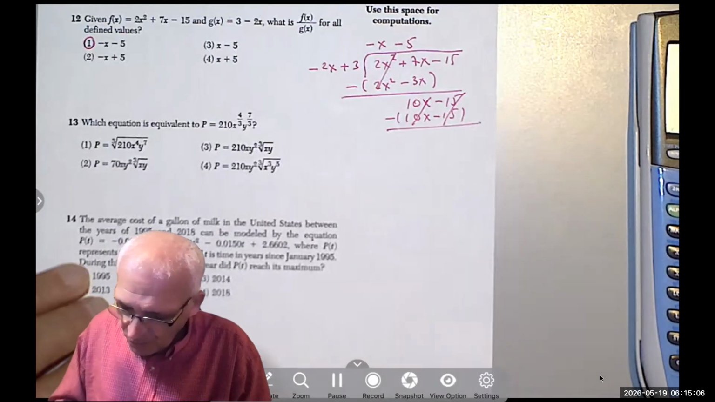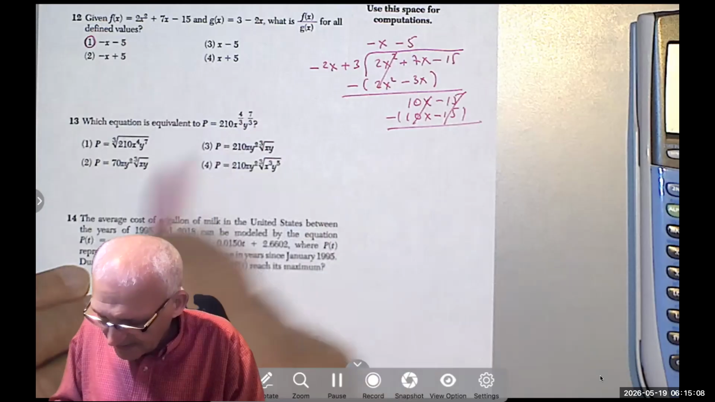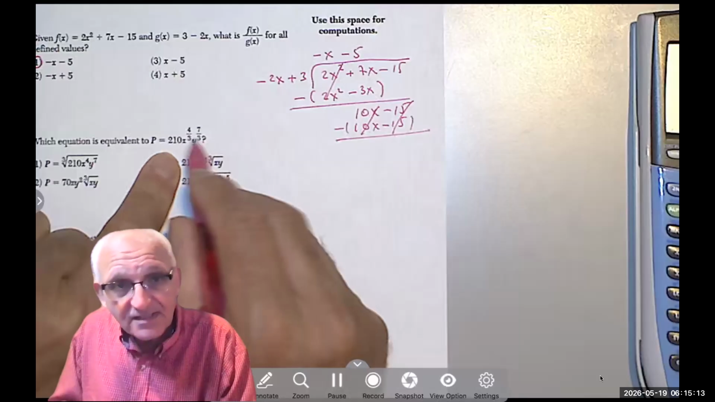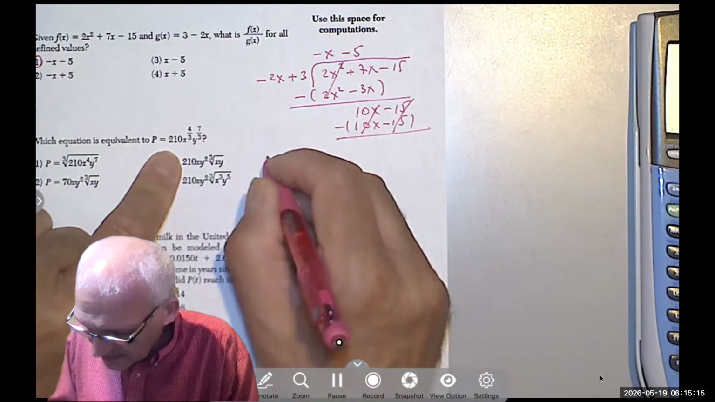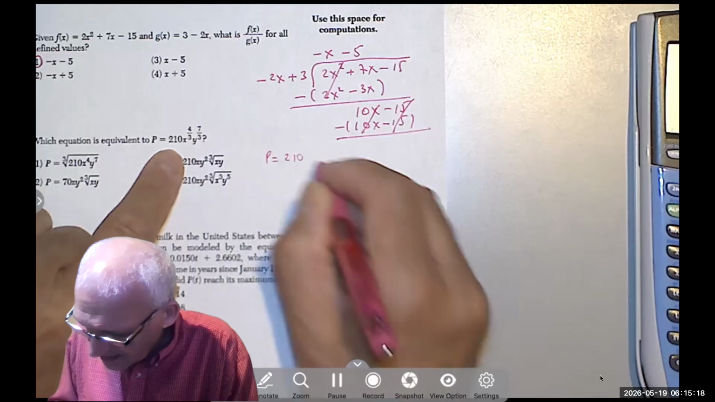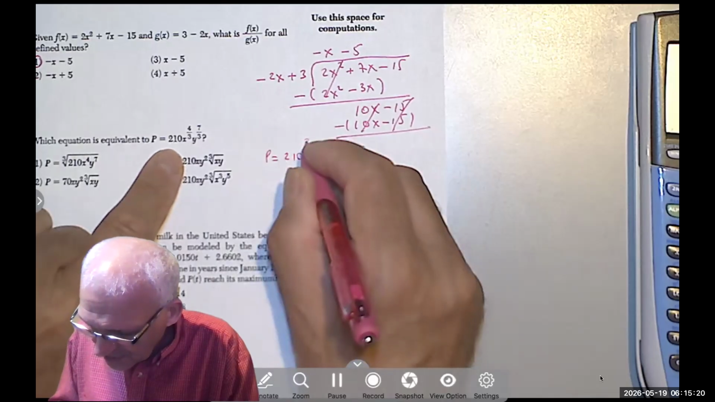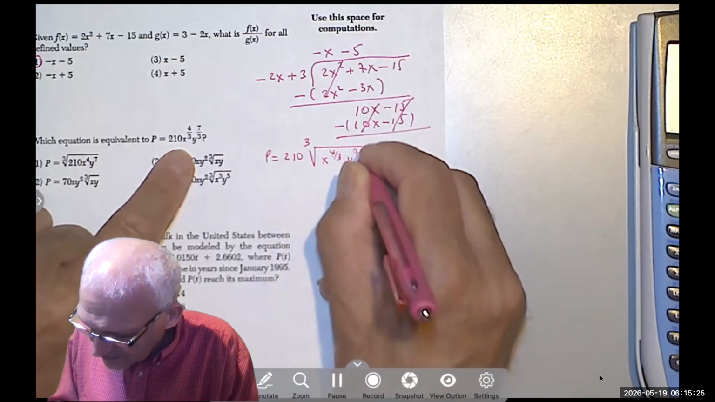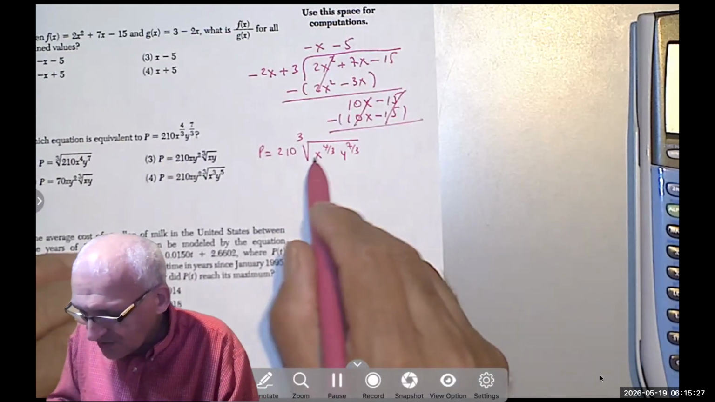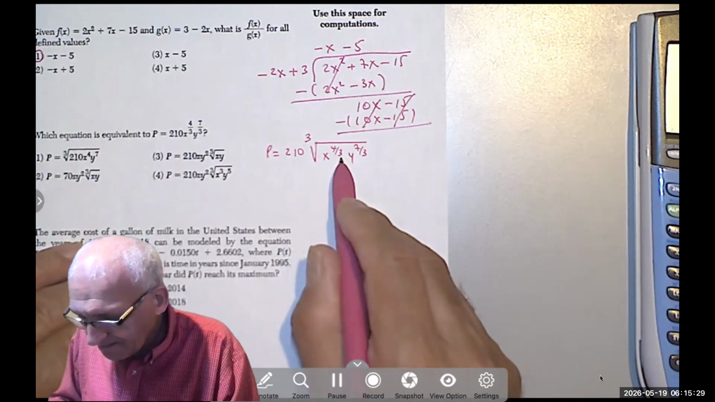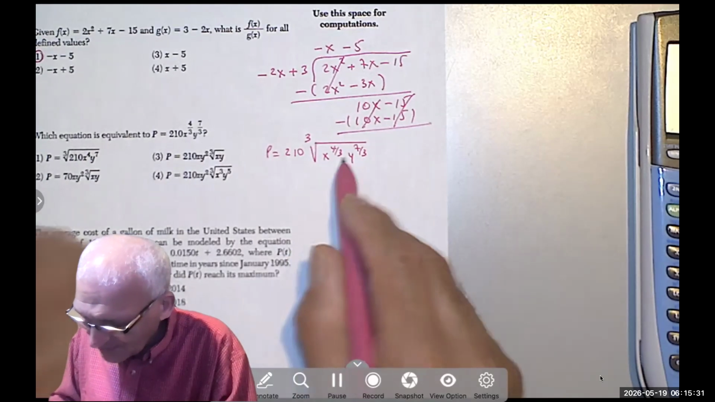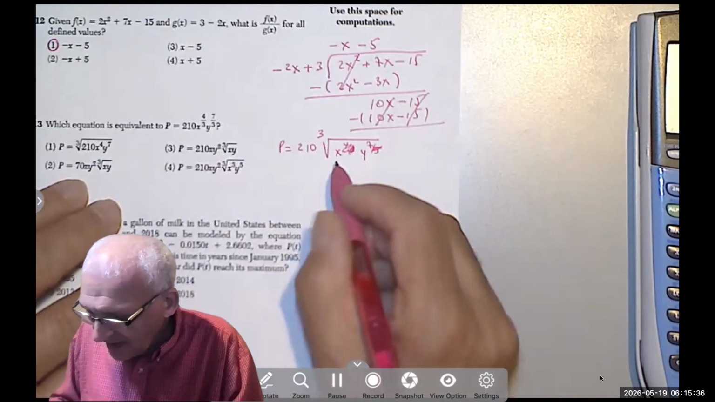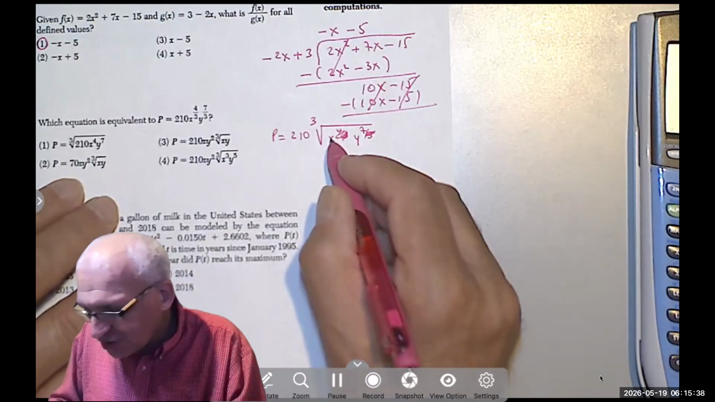Alrighty. Which equation is equivalent to that? All of them have cube roots. The easiest way, because you have 3 in the denominator, is to write this as P equals 210 cube root of x to the 4 y to the 7. Oh, I'm sorry, I already took the cube root. X to the 4 means x cubed times x.